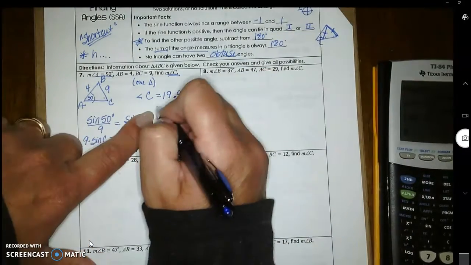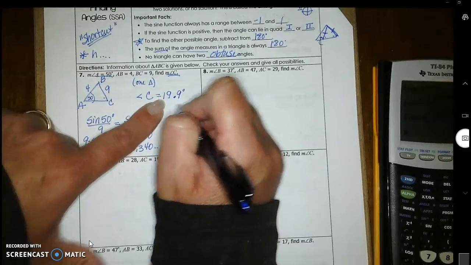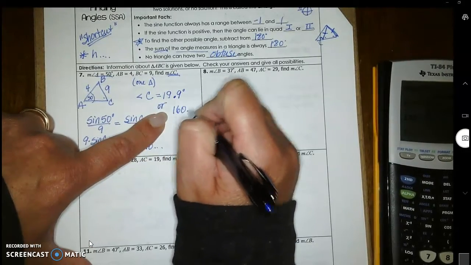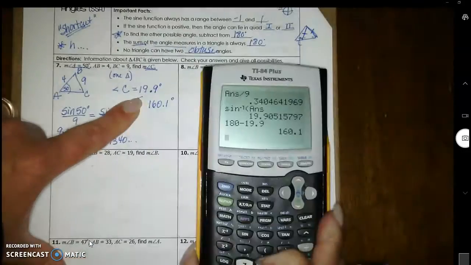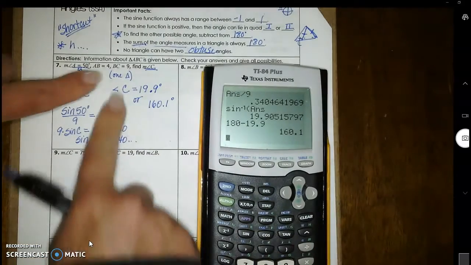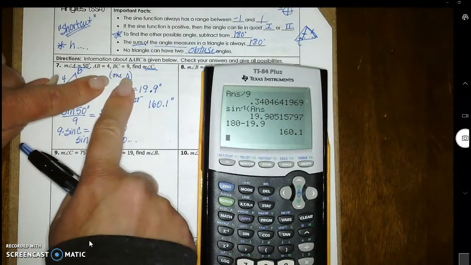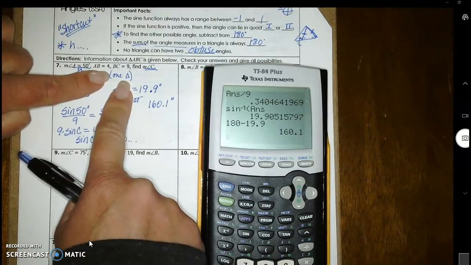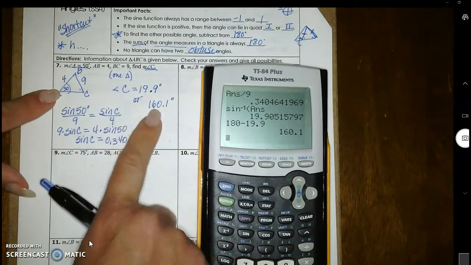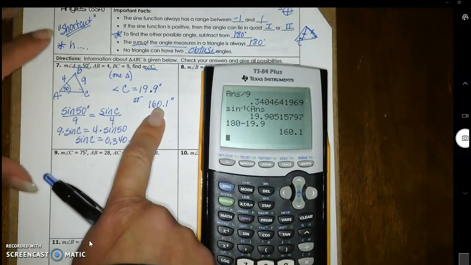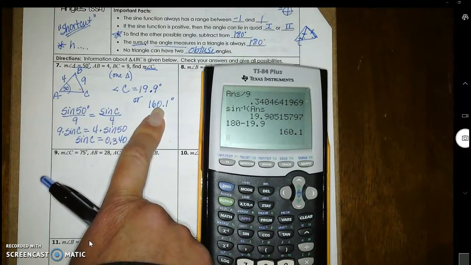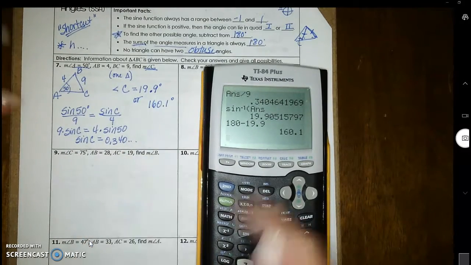So one of my choices is 19.9. My other choice is 160.1. Okay, and what I want to know is this, right? So I totally brain farted. I don't remember that there's only one triangle. I'm going to use my possible answer choices, this idea of a shortcut, and I'm going to see what I get and what happens, okay?